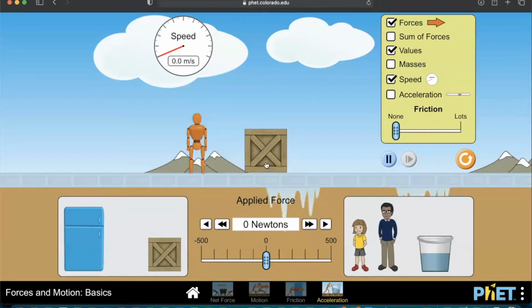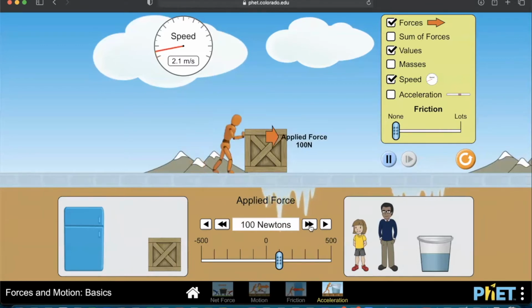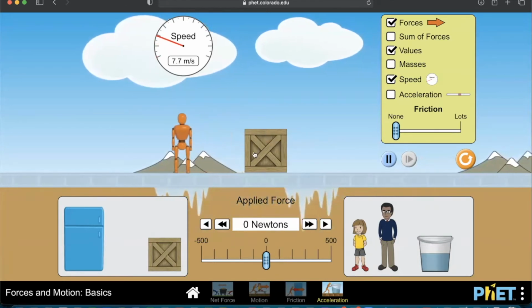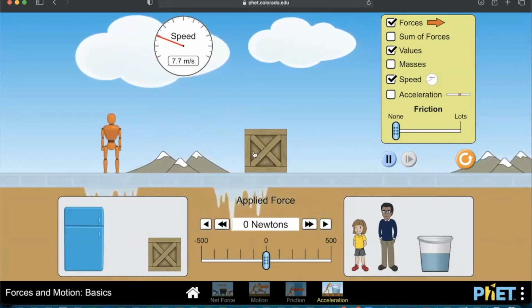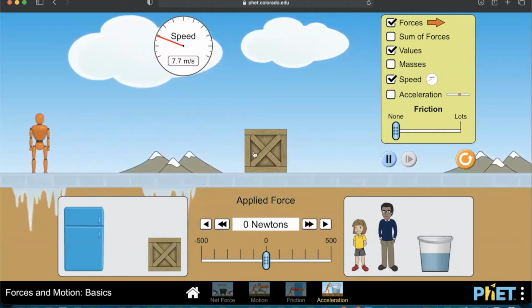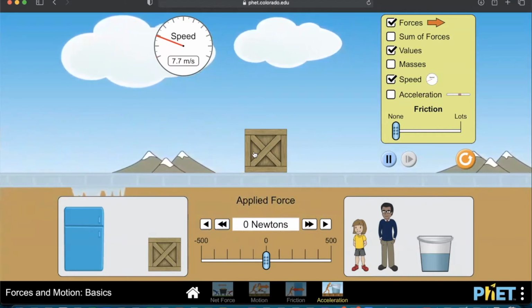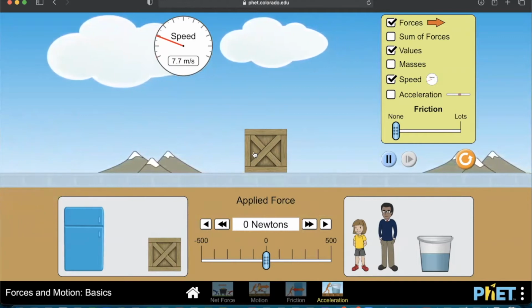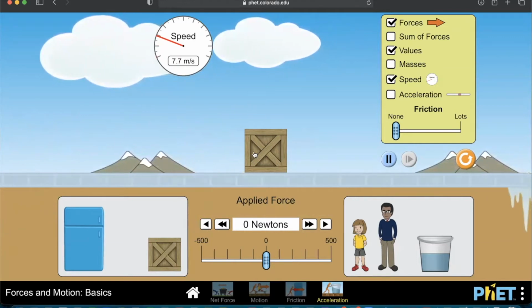Now, if we apply a force on it, say 100 newtons, and then we release, then this box is going to stay at a constant speed, in this case 7.7 meters per second, because there are no forces being applied on it anymore, and it's going to stay like this until we apply a force on it.